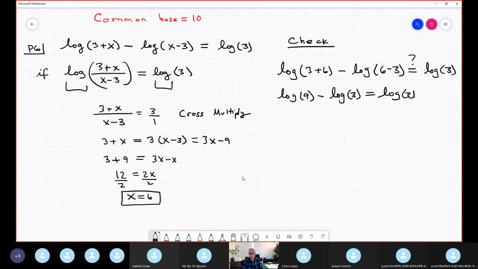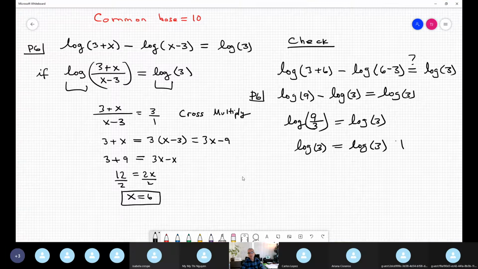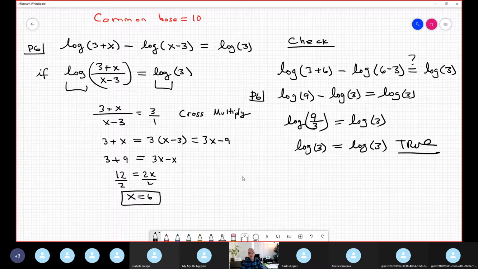For example, you apply one more time property 6. And property 6 converts these two logarithms into only one. The division 9 divided by 3 is obviously equal to logarithm of 3. Therefore, logarithm of 3 is equal to logarithm of 3. It's a true statement, therefore this solution works. Very well. Any question?